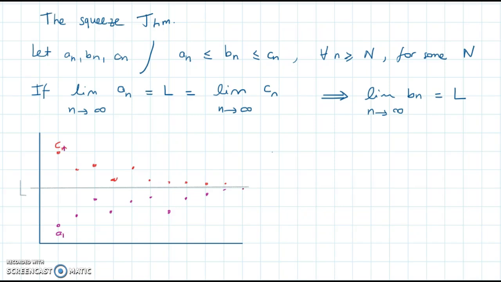Now, the sequence Bn is in between the purple one and the red one. So I don't know, here there's one term, then there's another one. So they are there. But as n approaches infinity, they have no other choice than approaching L as well, since the other two sequences do.